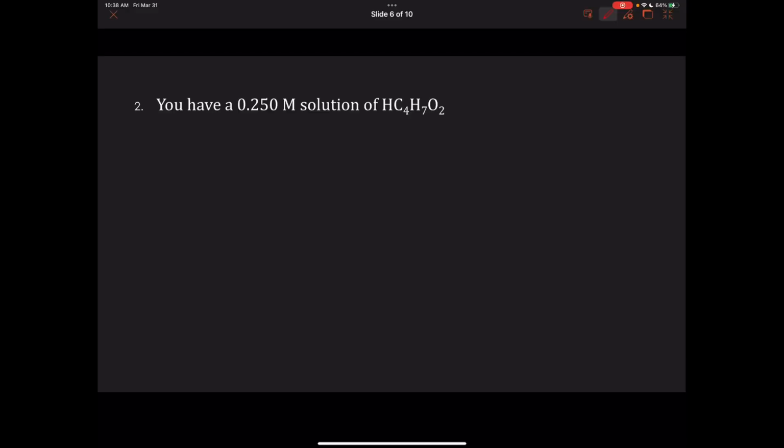Problem number 2 on our worksheet. We've got a 0.25 molar solution of HC4H7O2. Now, ultimately, we're going to be looking for the pH of this solution. But our worksheet's going to go ahead and break it down for us into individual steps. So with any problem we approach, we want to identify, do we have an acid or a base? Is it strong or weak? So looking here, I have a hydrogen out front. That lets me know I have an acid. So then we determine, is it strong or weak? I have my list of 6 strong acids. I run through that list. This is not part of those 6 strong acids. And so it is a weak acid.